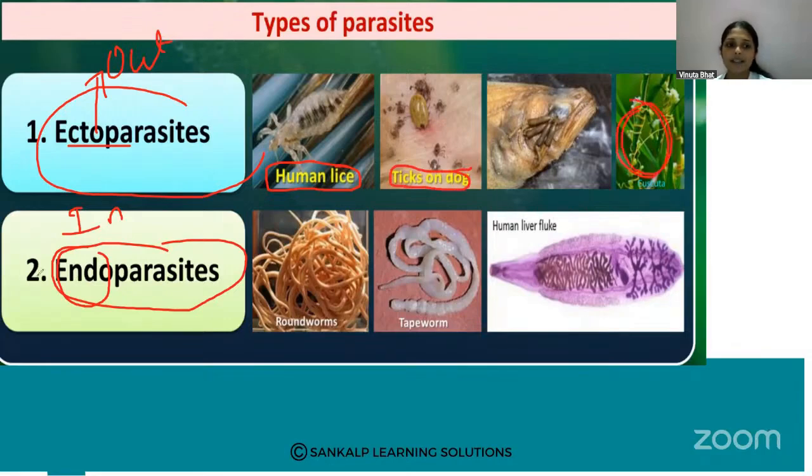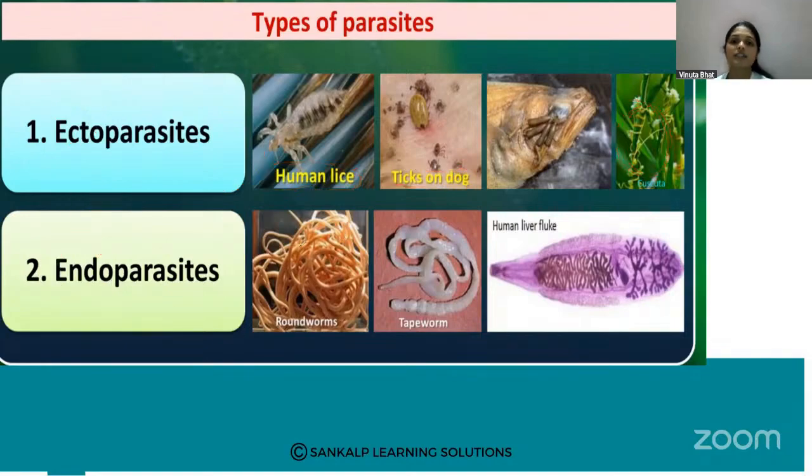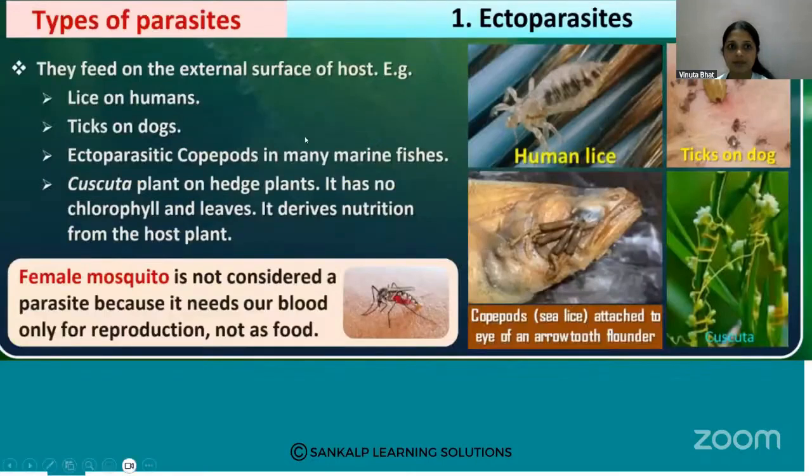Then endoparasites are those present inside our body. For example, roundworms, tapeworms, human liver fluke, they are present inside our body and absorb the nutrients. They are called endoparasites. Then ectoparasites, you know the examples. They feed on the external surface of the host, like lice on humans, ticks on dog.